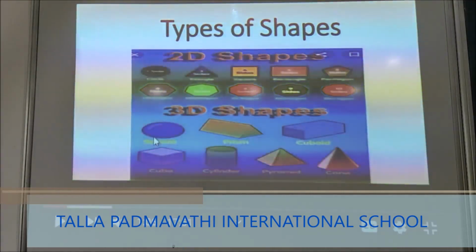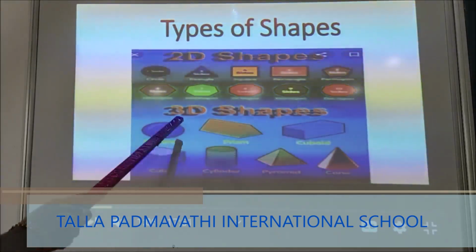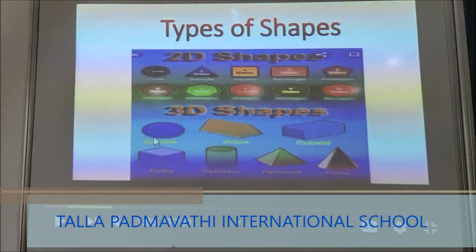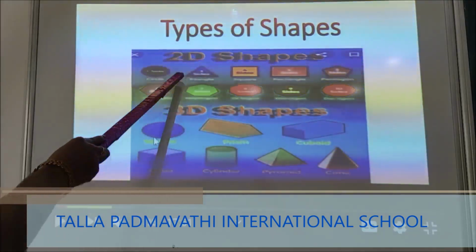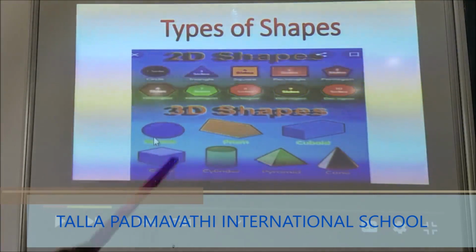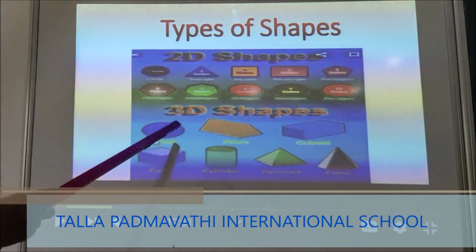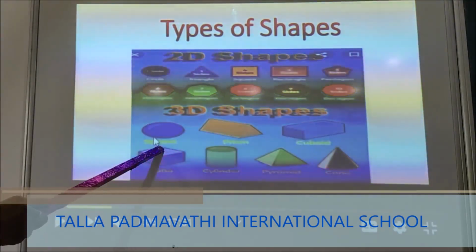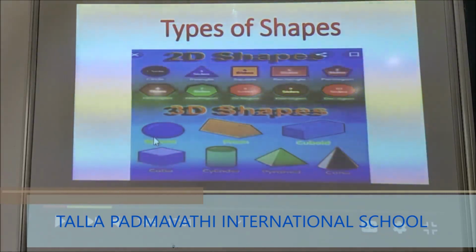Our next topic is 3D shapes. 3D shapes are 3-dimensional. Further we are going to discuss what 3D stands for and what 2D stands for. The first example of a 3D shape is the sphere. Can you tell me one example of a sphere in our real life? Yes, a ball is an example of a sphere, and many more.